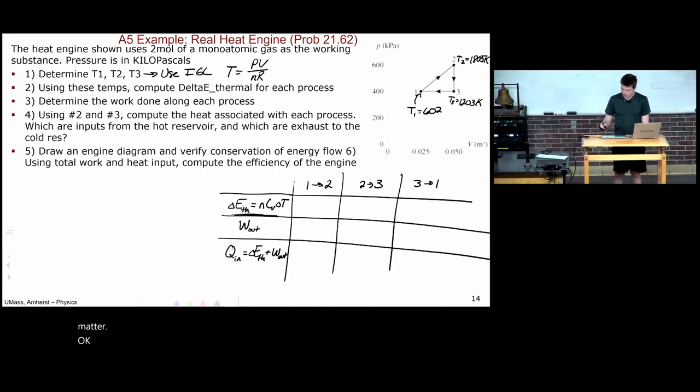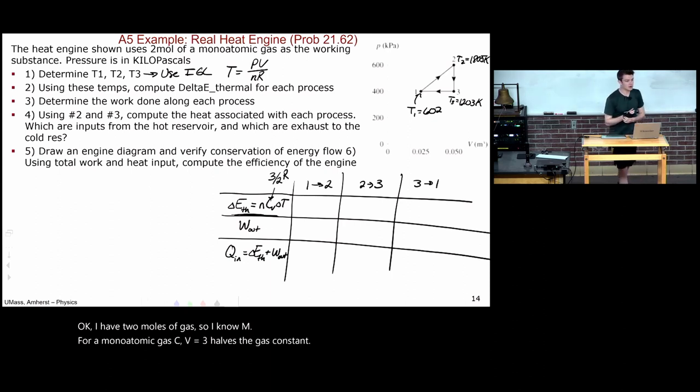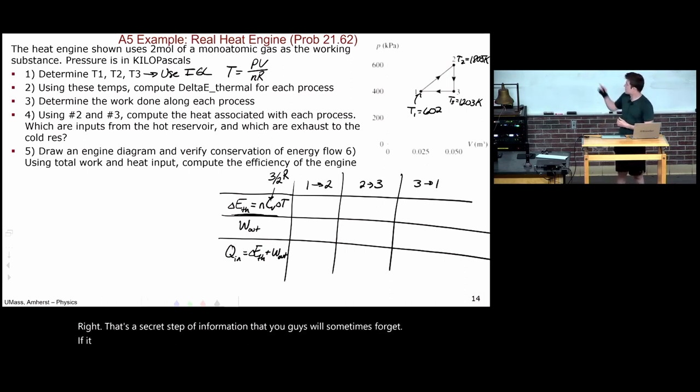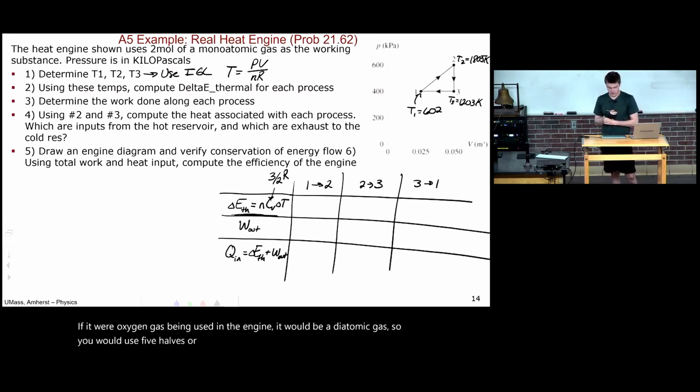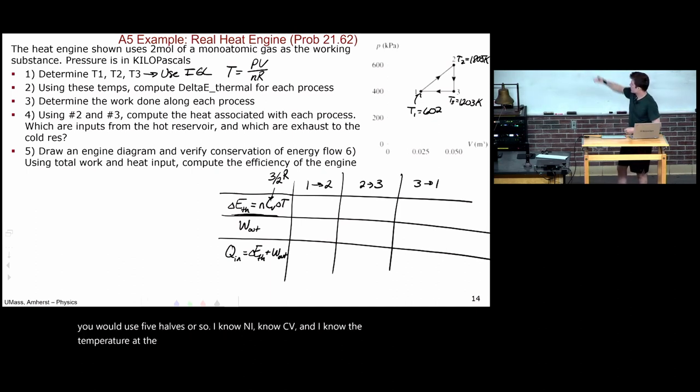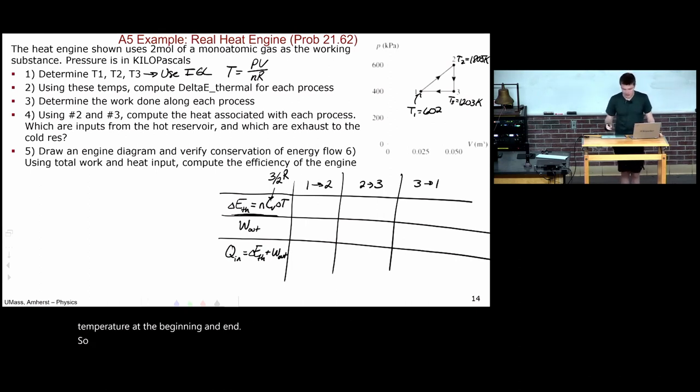Okay, so T1 to T2. I have 2 moles of gas, so I know N. For a monoatomic gas, C_V equals 3/2 the gas constant. Right? That's a secret step of information that you guys will sometimes forget. If it were oxygen gas being used in the engine, it would be a diatomic gas, so you would use 5/2 R. So I know N, I know C_V, and I know the temperature at the beginning and end. So I can plug all those numbers in, and I will get 30,000 joules for delta E thermal.